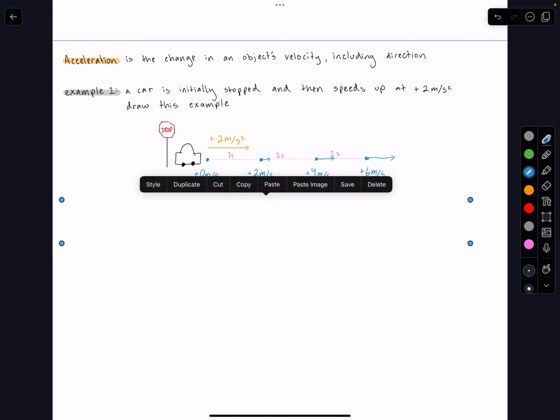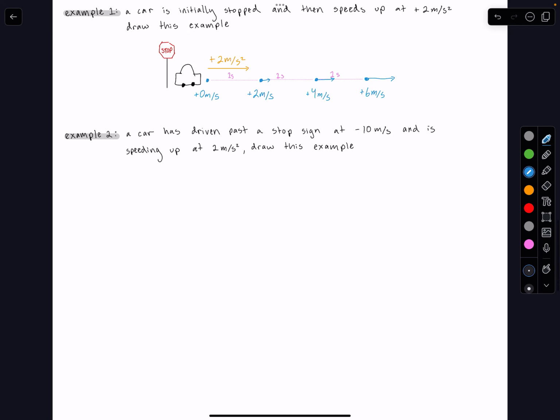Let's go into the second example. So example 2, a car, and this time, this is not as good of a Samaritan, a car has driven past a stop sign, so the car blows through the stop sign at negative 10 meters per second, and it doesn't want to get caught, it wants to speed away, so it's speeding up at 2 meters per second squared. So let's draw this example. So here, let's say we have a car. And it's blown past a stop sign. So the stop sign's all the way back here.